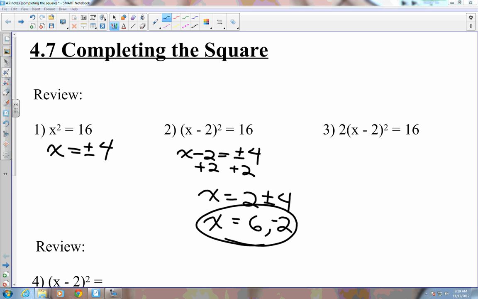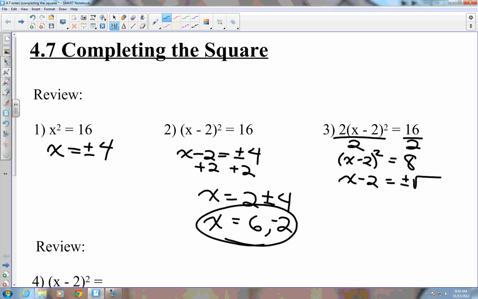So the next one, there's one more thing I have to do before I start. What do I have to do first? Divide by 2. Do it on one side, I do it on the other side, so I get x minus 2 squared equals 8. And now we follow the same thing we did before, so we take the square root of both sides. And I get x minus 2 equals plus or minus the square root of 8. But the square root of 8, what perfect square goes into 8? 4. That's the square root of 4 times 2. Square root of 4 is 2, so the square root of 8 is just 2 root 2.